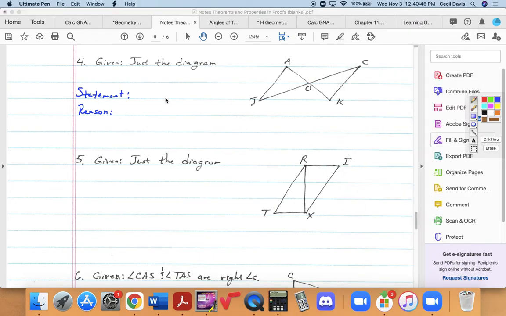Angle AOJ is congruent to angle COJ. So what did you call it? The angles? Did you put the angle symbol? Yes. So angle AOJ is congruent to, what was the other one? COJ. Be sure you're putting the angle symbols in front of those. And what was the reason? Vertical angles are congruent. Perfect. Vertical angles are congruent.